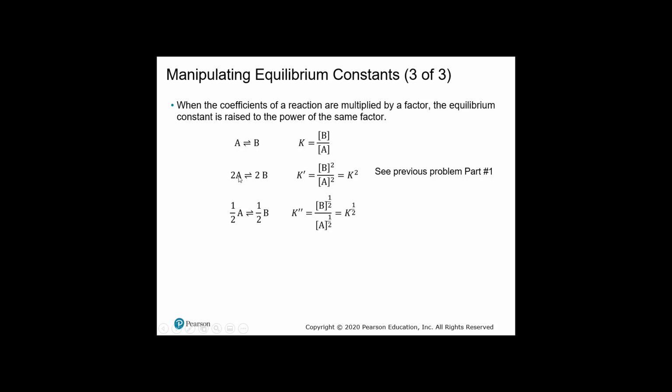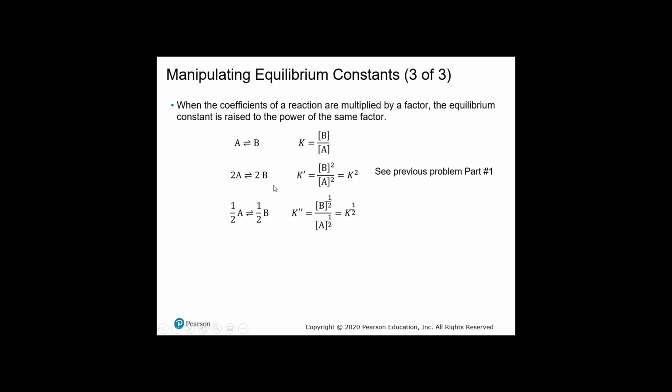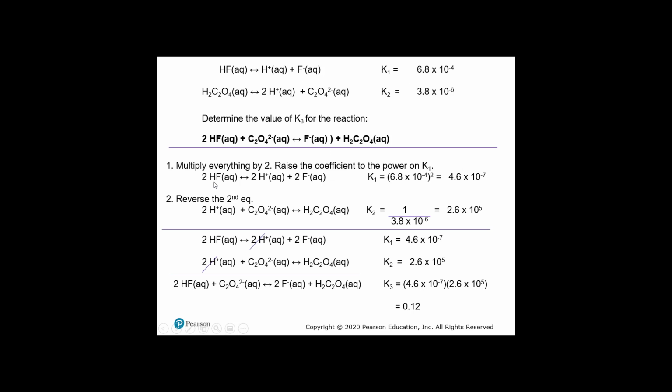So we're actually doing this problem. We have everything in this problem here. We have 2 reactions, and we want this reaction that's in bold. We're going to have to manipulate these in order to get this reaction. We also have equilibrium constants for these. The first thing you do, and this is exactly what we've done here, is multiply everything by 2, because we have this reaction here, but see it's 2HF. So we're going to multiply everything by 2.